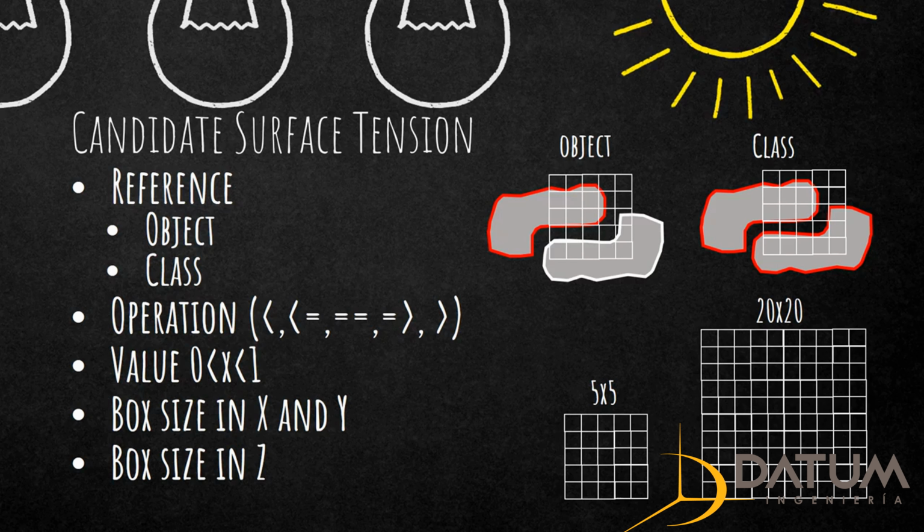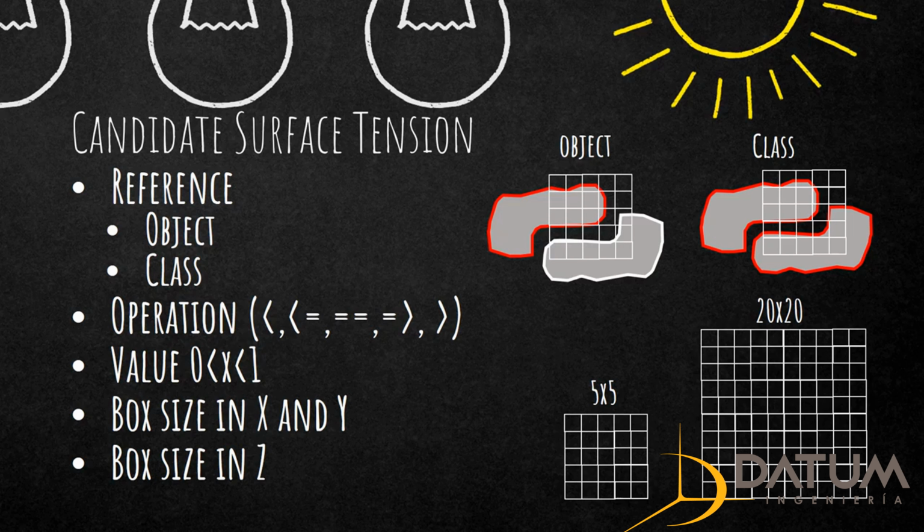So I admit that this sounds complicated, and it also is a bit complicated, but after this video I think you're going to understand what it's doing, and then you can go ahead and use it, and it's going to help you out a lot. So these are the settings on this list that you can use for candidate surface tension: the reference, operation, value, box size in X and Y, and box size in Z. Let's go from top to bottom.